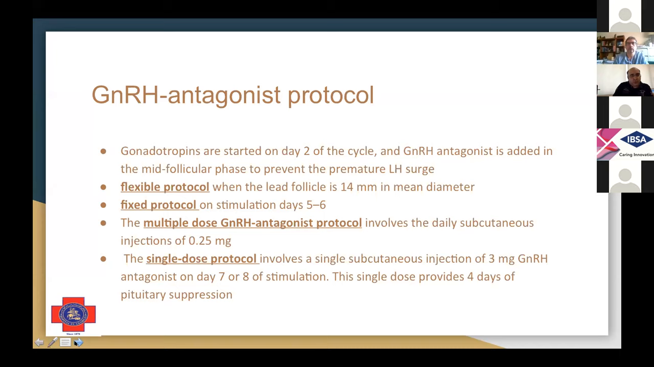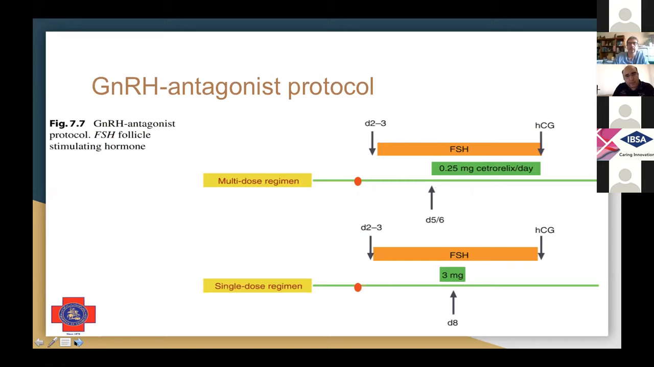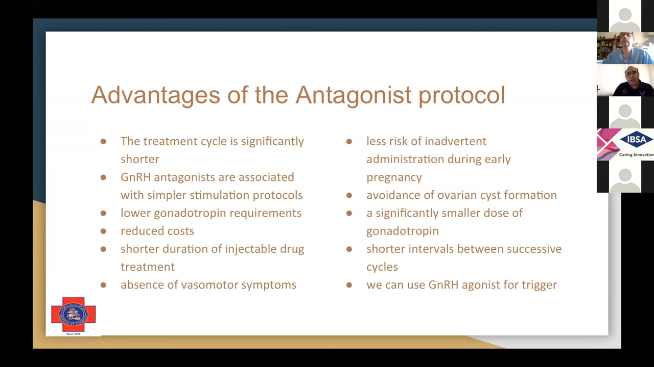We introduce on day five or six, I will introduce on day six, a daily dose of GnRH antagonist till triggering, and then we have retrieval 36 hours after. In parallel, there is also the single dose protocol, one injection. We don't have this in Lebanon. We introduce it on day seven, and it provides 4 days of pituitary suppression. You can see the multi-dose regimen, and we can see also the single dose regimen. Okay, it's very classical. Now, what's the advantage of the antagonist protocol? There are many advantages in the antagonist protocol.